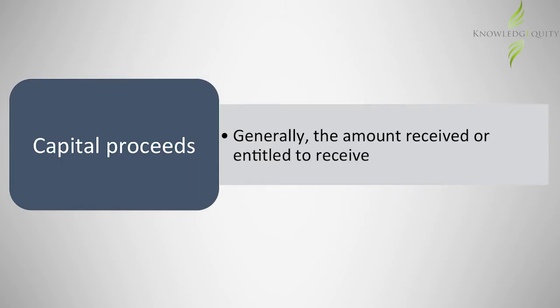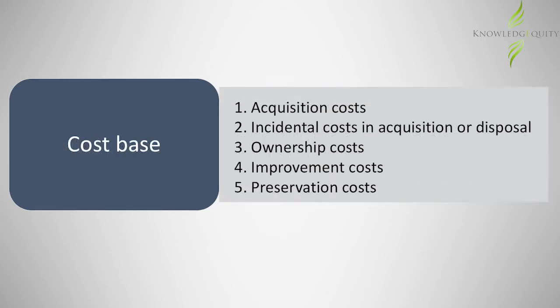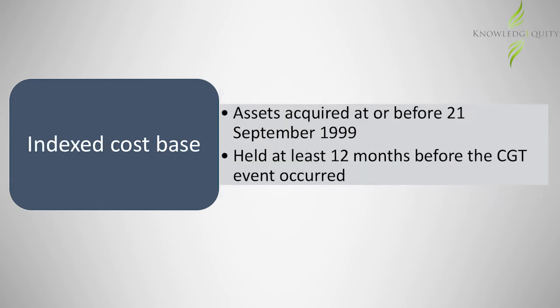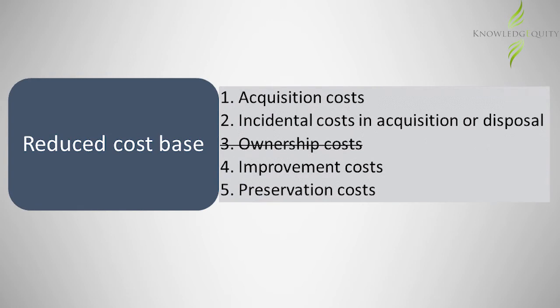Capital proceeds generally refers to the amount the taxpayer received or was entitled to receive. Cost base refers to the non-deductible expenditure incurred in acquiring, maintaining and disposing of the CGT asset. In certain circumstances, the cost base could be indexed to inflation, effectively reducing any resulting capital gain. Reduced cost base is similar to the cost base, but it excludes any costs associated with owning the CGT asset, such as interest on money borrowed to acquire the asset.